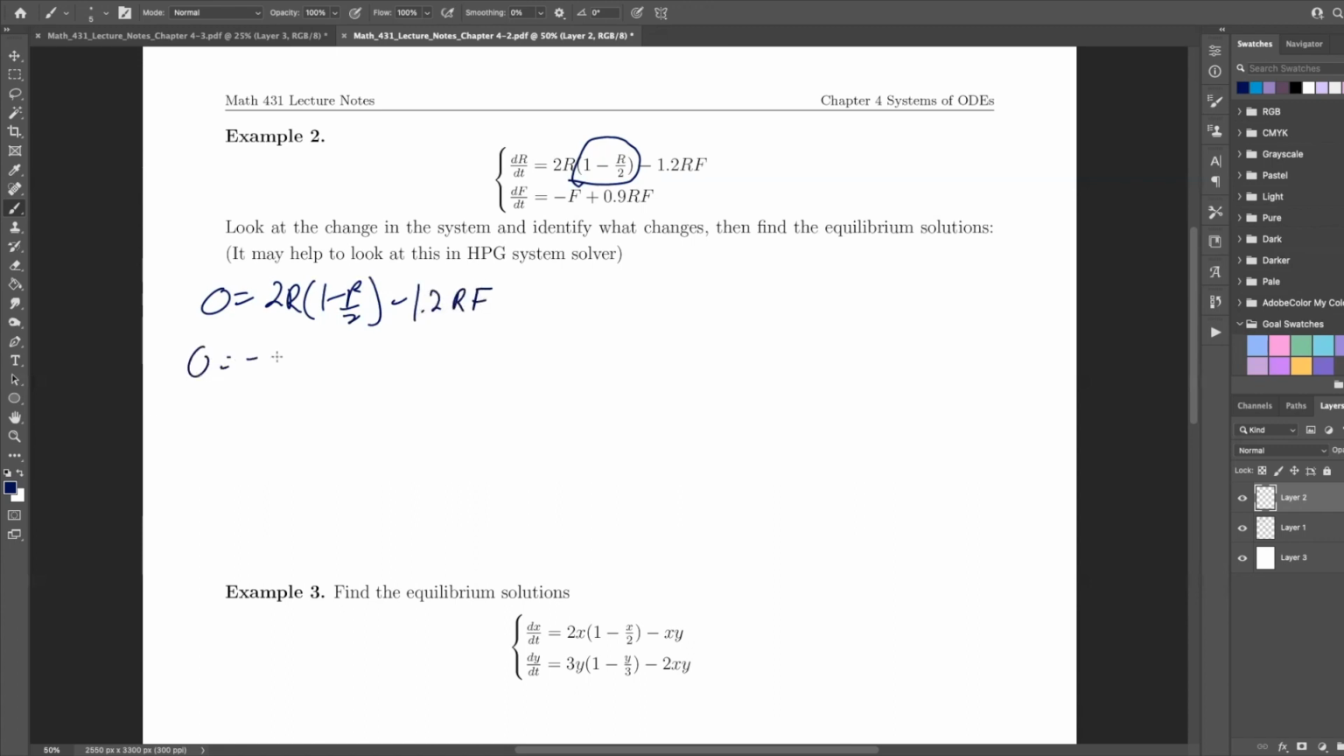And then I have 0 equals. So this is the exact same. Let's see how it affects. We're going to do a tiny little change and see how it affects everything.